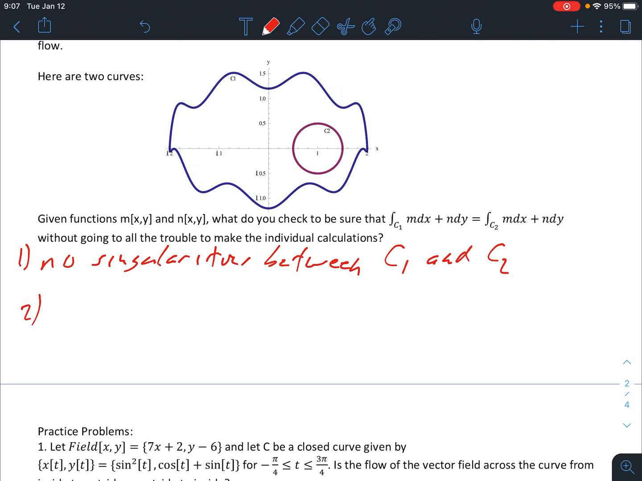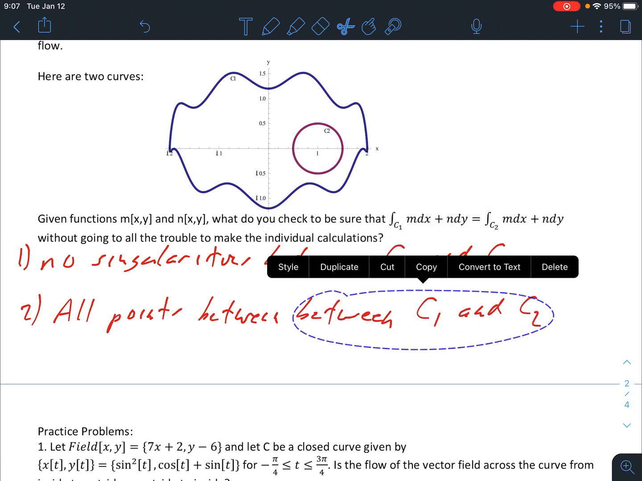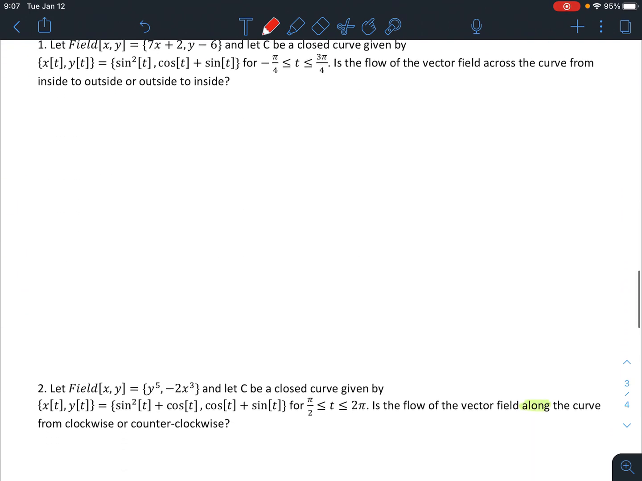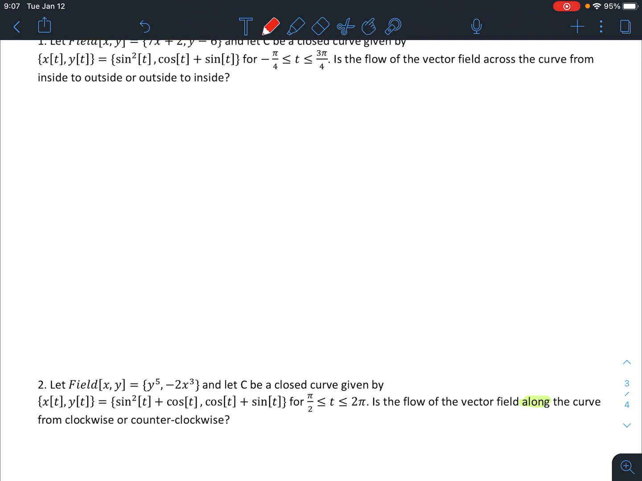Okay, and then also you have to make sure that all points between C1 and C2 have a rotation of the field of 0. If those two things are true, we would know that the integral across C1 and the integral across C2 would be the same. All right, so the last 2 pages here are just 4 practice problems that I got.